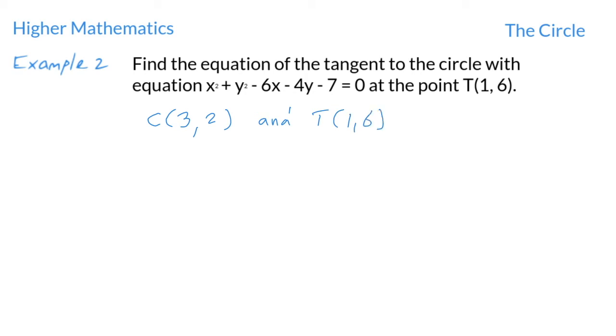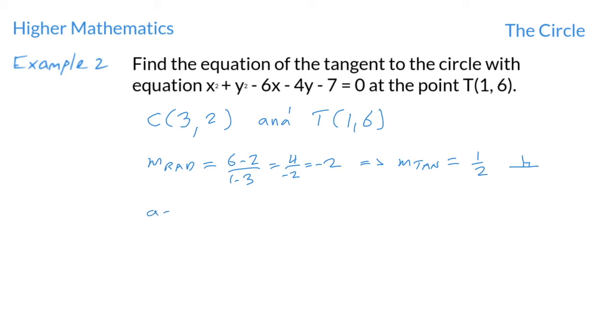So we're now ready with this information to find the gradient of the radius and therefore the gradient of the tangent. So as before, m rad will be y2 minus y1 over x2 minus x1. 6 take away 2 over 1 take away 3. We have a negative gradient here. 4 over negative 2 is negative 2. We deduce then that the gradient of the tangent must be 1/2, as those two multiply together to make negative 1. We could just show why we've got that result here by just making it clear that we understand that these two are perpendicular.